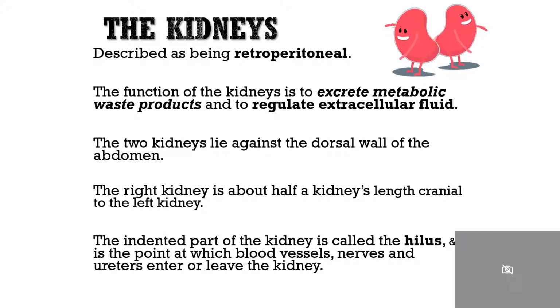The kidneys are described as being retroperitoneal due to their position. The function of the kidneys is to excrete metabolic waste products and regulate the extracellular fluid. The 2 kidneys lie against the dorsal wall of the abdomen, and the right kidney is about half a kidney's length cranial to the left kidney. The indented part of the kidney is called the hilus and is the point at which the blood vessels, nerves and ureters enter or leave the kidney.